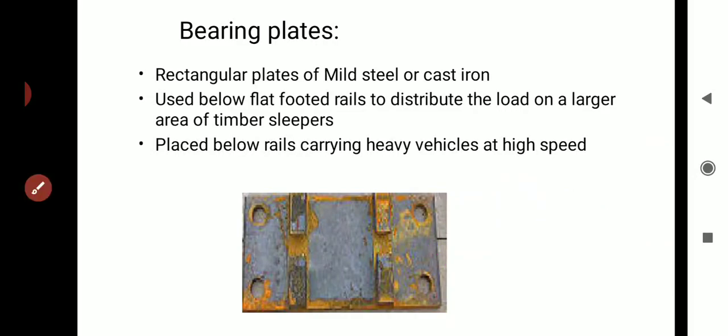So this is all about today's class. In the next lecture we will discuss the geometric design of the broad gauge.